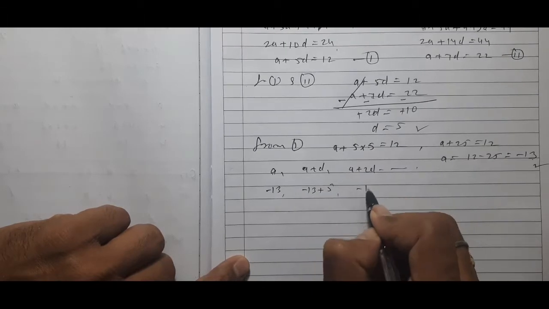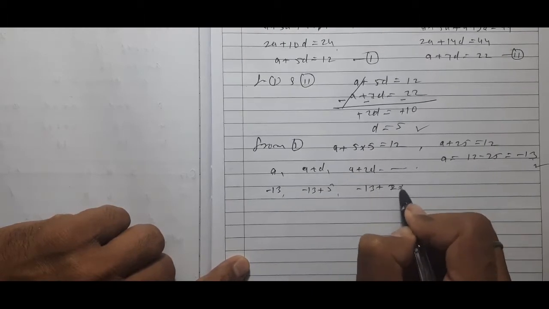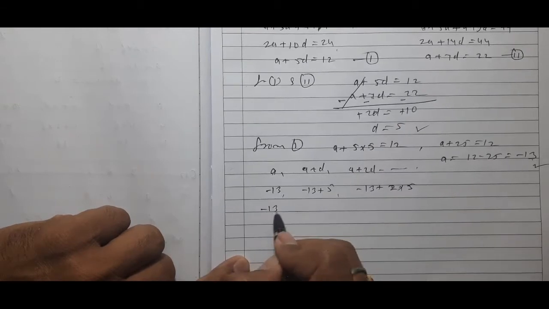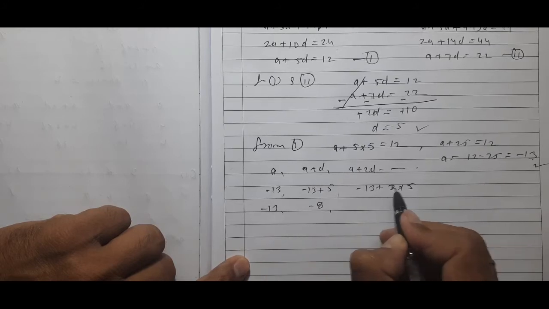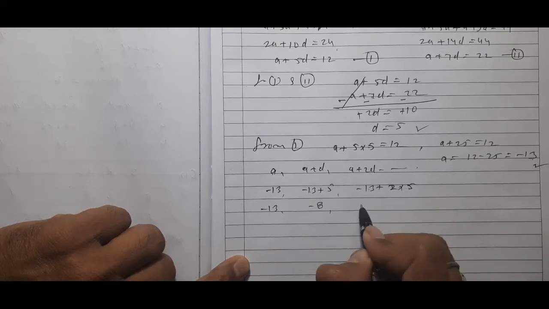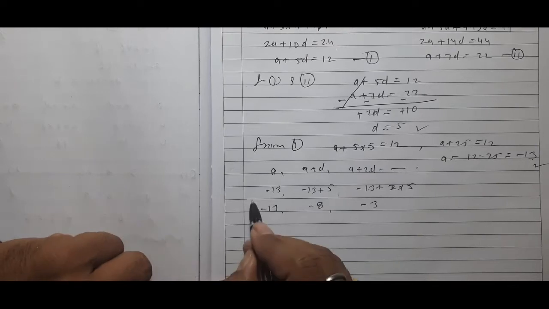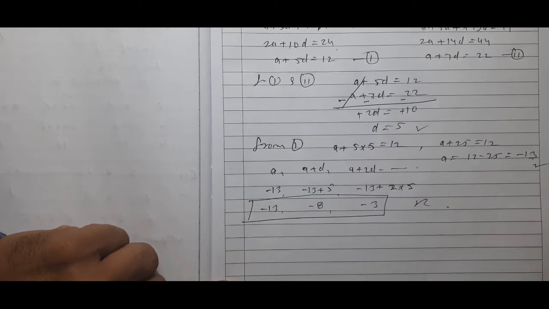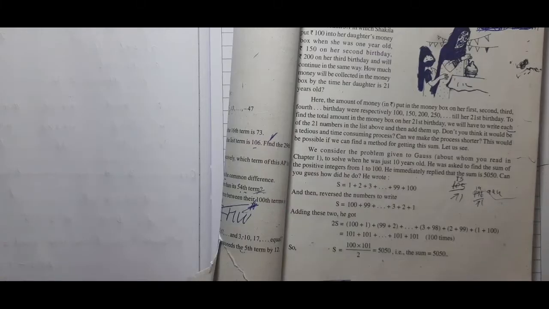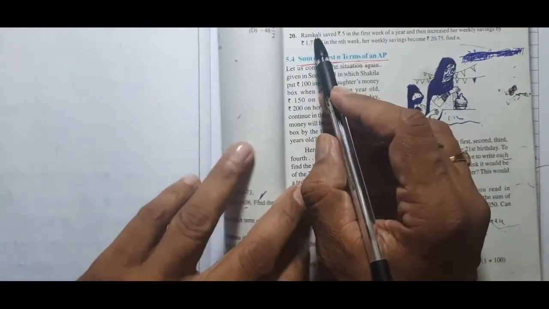A value 13, 2 into D value 5. Okay, so here is 13. 13 minus 5 is 8, and 5 to the 10. 13 minus 10 is 3. So these are the AP. Got it? Okay, now move to question number 19.